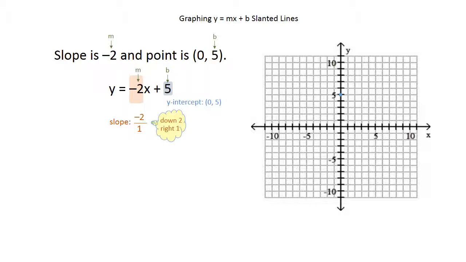Now, you could go down 2 and right 1, or if you want to swap the slope around so that you can go in the different direction, you could go up 2 and left 1. Go ahead and draw the line through those points, and that's just graphing y equals mx plus b.